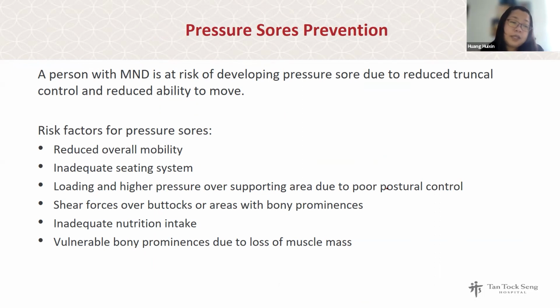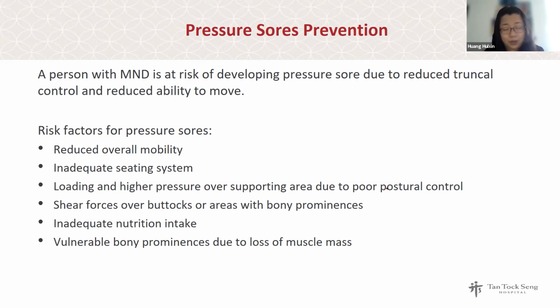Okay, and some of the basic risk factors for pressure sore we all know is reduced overall mobility. The next thing is actually having a poor, inadequate sitting system. Okay, and also we all know that when patients are more dependent, family members will shift them more. So there's a lot of shearing force over the buttock, especially if they tend to lose weight, they get more bony. All these are high risk areas that we are looking at. Okay, and also they are not eating very well. So reduced nutrition intake also puts a patient at risk of having a pressure sore.